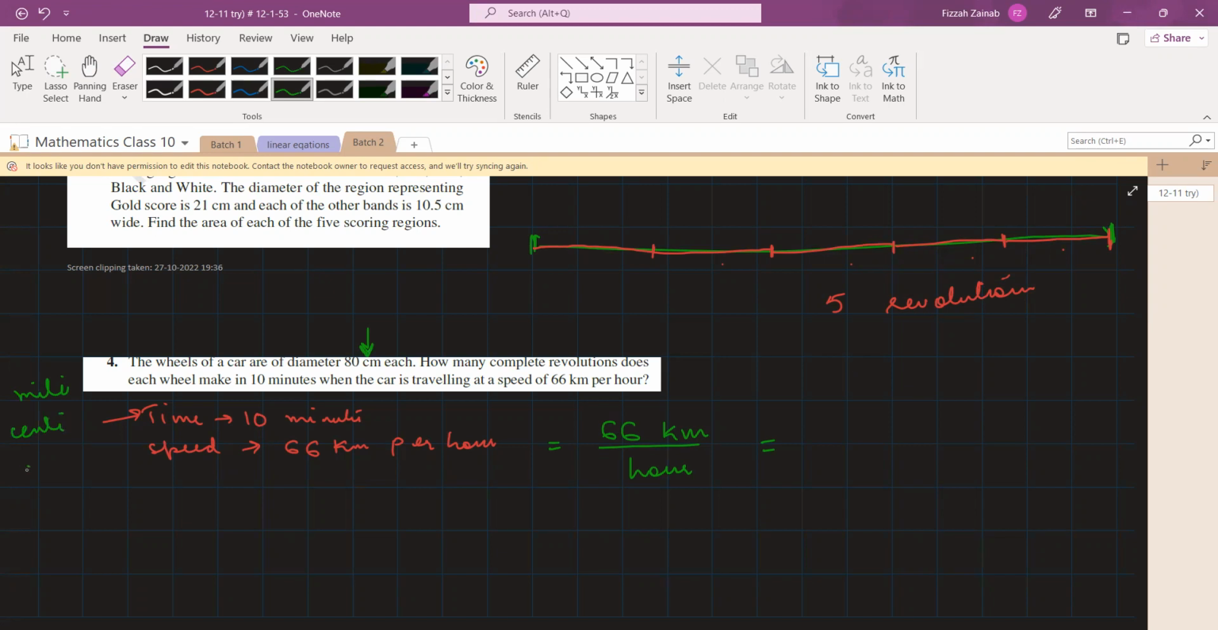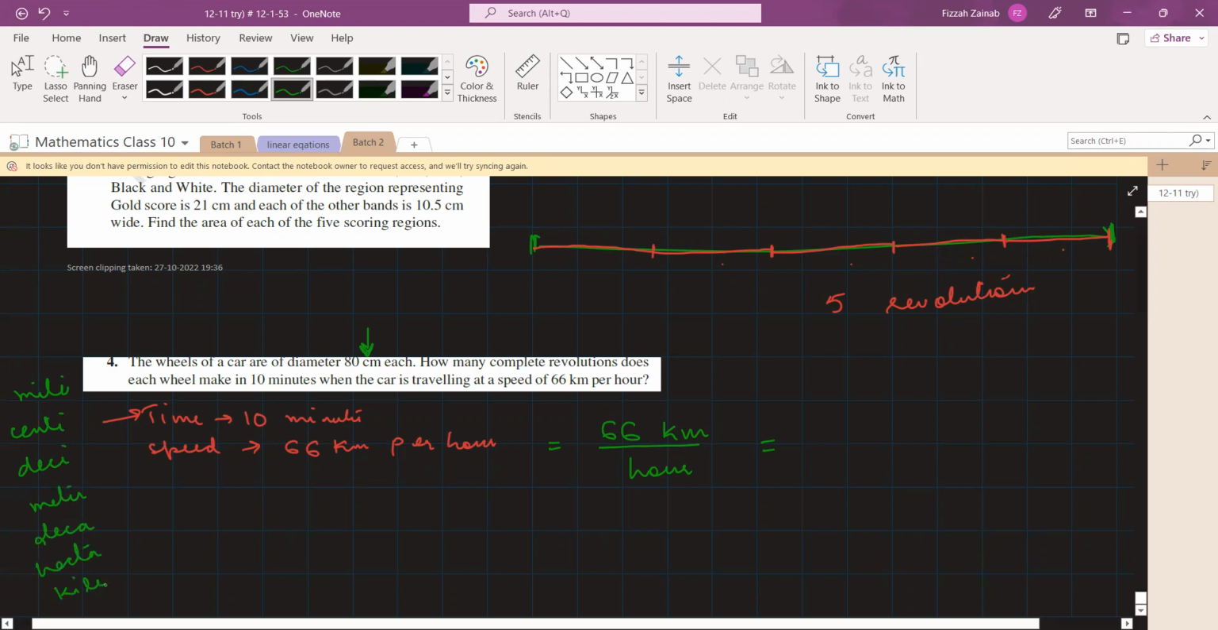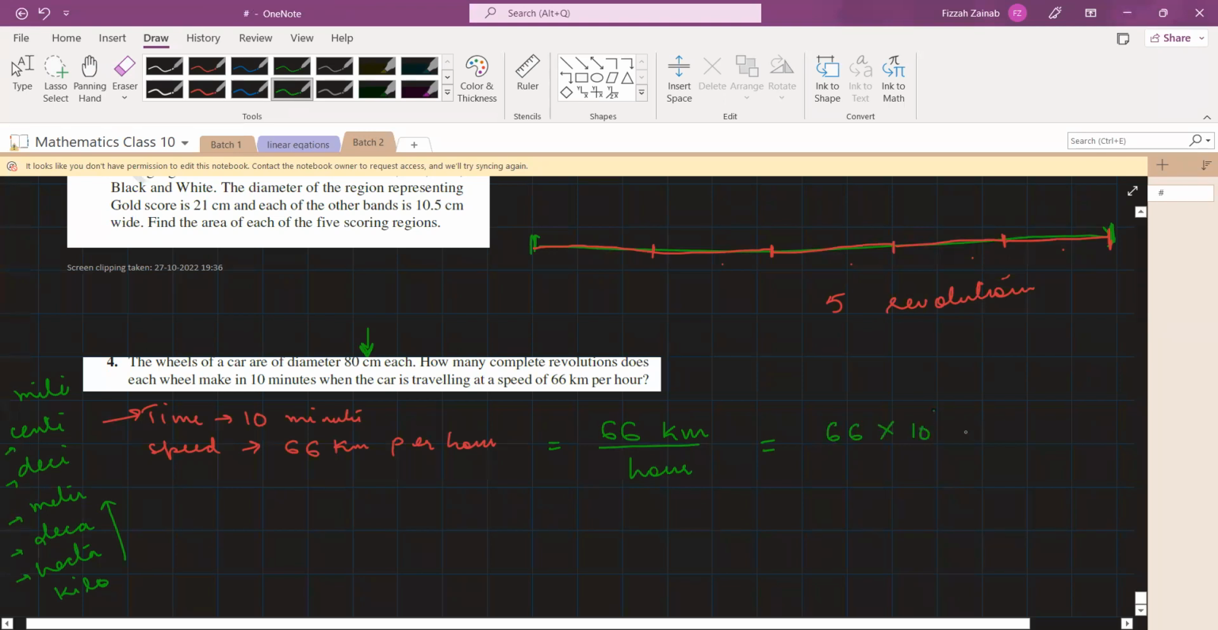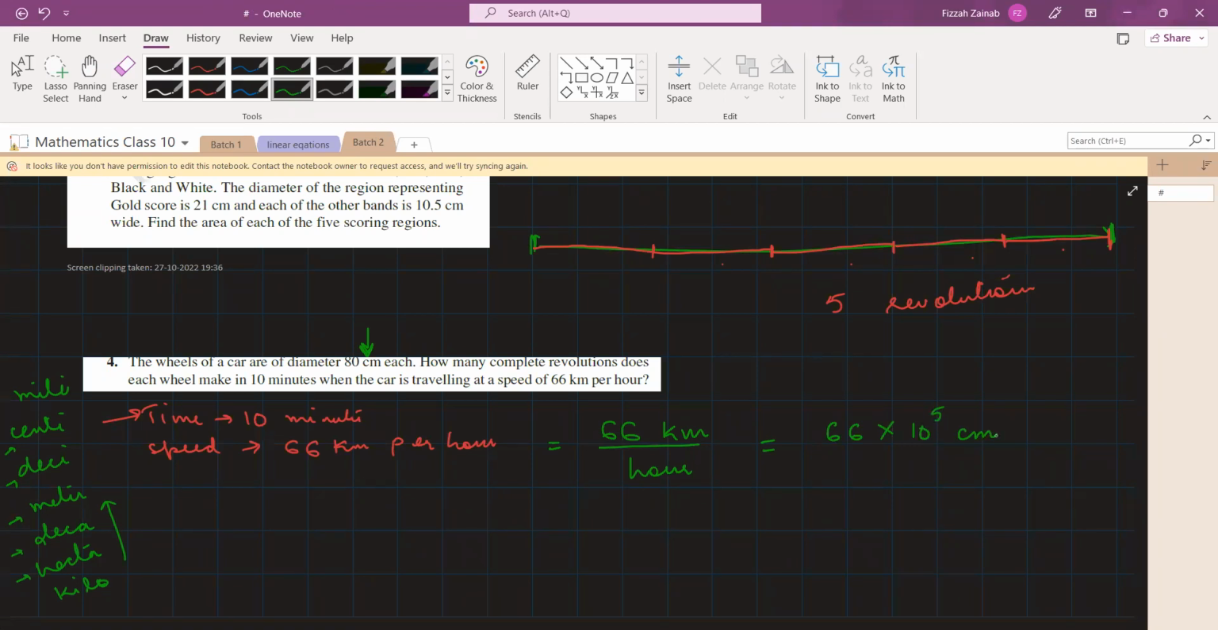Right? And if you want to use, you can simply use this, which I told you. Milli, centi, deci, meter, deca, hecto, kilo. So that means you are going towards a small unit, so you will multiply. So how many? 1, 2, 3, 4, 5. 5 zeros you have to multiply. So that means 66 into 10 to the power 5. Now it will become centimeter. Understood? Okay. Now hour, that hour means it is 1 hour. If you want to write this in minutes, 1 hour means 60 minutes. Is that clear?